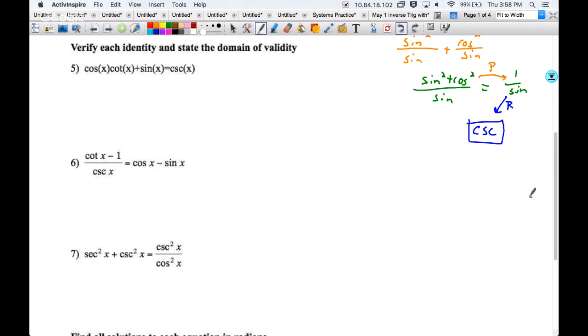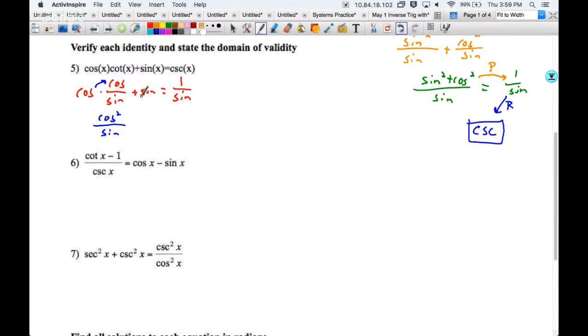5, 6, 7. I think these are all different enough that we should do them all. So let's go through this. Nothing's jumping out where I can easily cancel or apply a Pythagorean. So I'm going to decompose into sine and cosine. I've got cosine times the quotient identity, cosine over sine, plus sine equals 1 over sine. This cosine can go on top now, and this becomes cosine squared over sine.